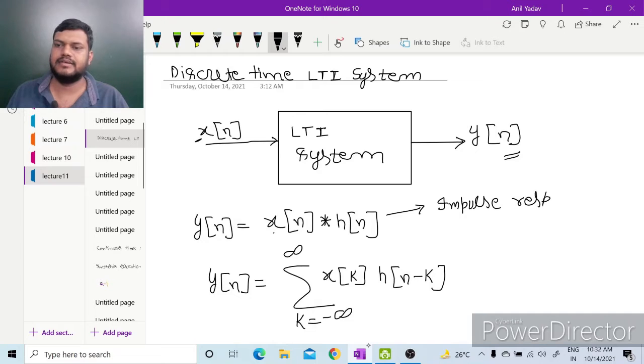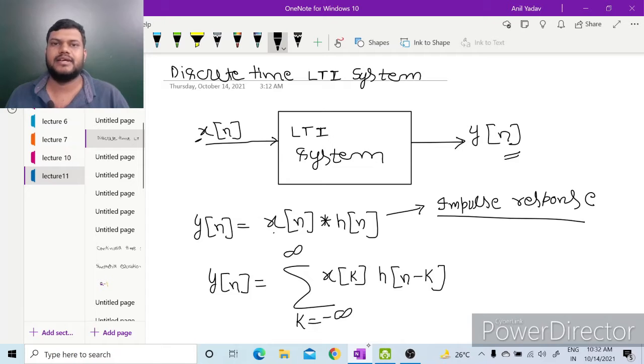If we have the impulse response of any discrete time LTI system, then for every arbitrary input x[n], we can find the output y[n], if we know the impulse response h[n] of the given LTI system. So y[n] can be given as this, and this y[n] can be written as the summation over k from minus infinity to infinity of x[k] h[n minus k].